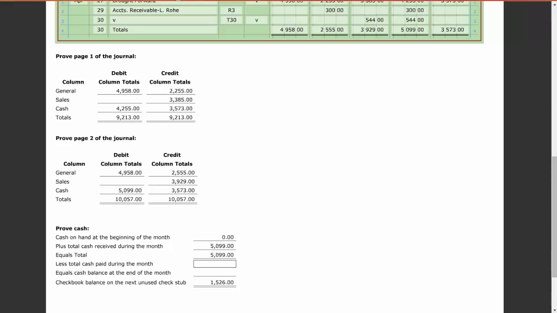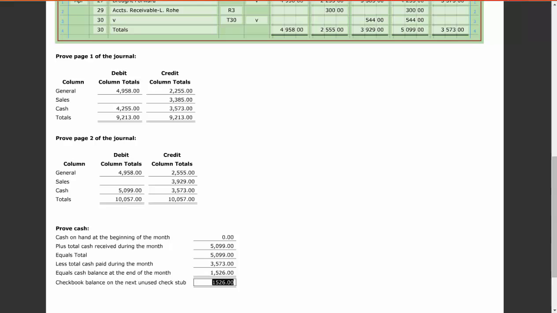Now, in the next column, it says less total cash paid during the month. What column would that be? Credit. So I'm going to put in 3,573, cash credit. Now I physically need to do the math. 5,099 minus 3,573. What does that give me? 1,526, right? If I take this minus these two numbers, subtract, gives me 1,526.